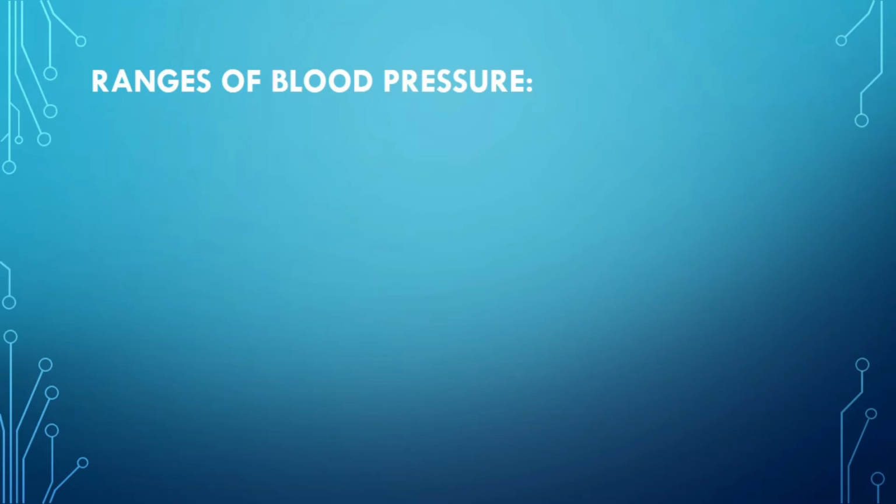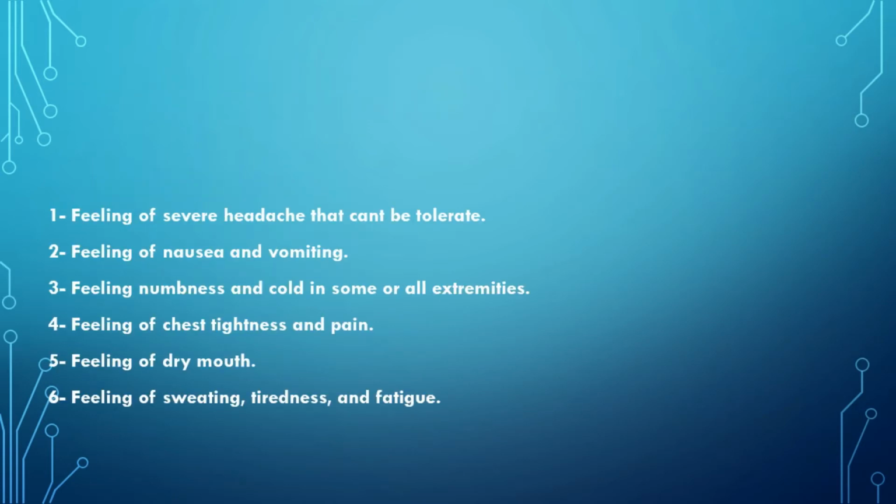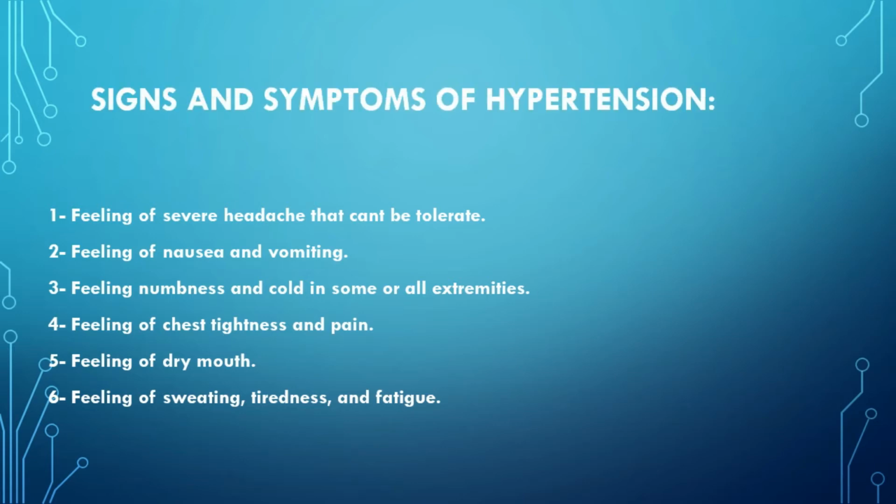We want to know what is the normal range and what is the abnormal range of the blood pressure. So below 90/40, the patient will go to hypotension, that the blood pressure will be low. 100/60 to 130/80, this is the typical and ideal blood pressure. Above 140/90, we can consider this patient hypertensive, and he must be taken care and he must observe his blood pressure.